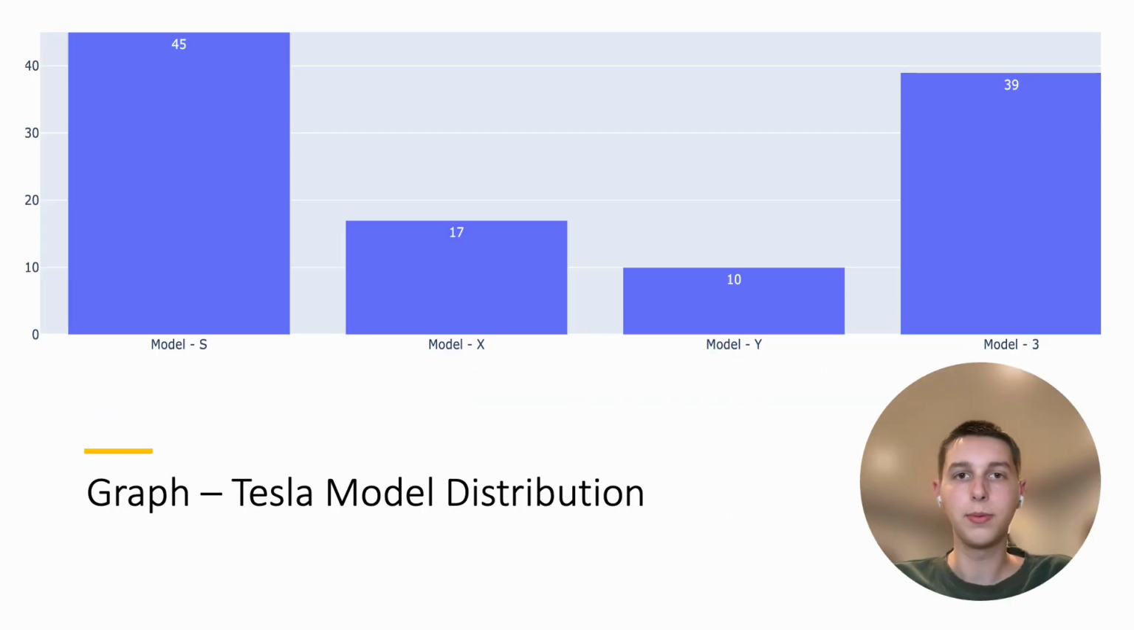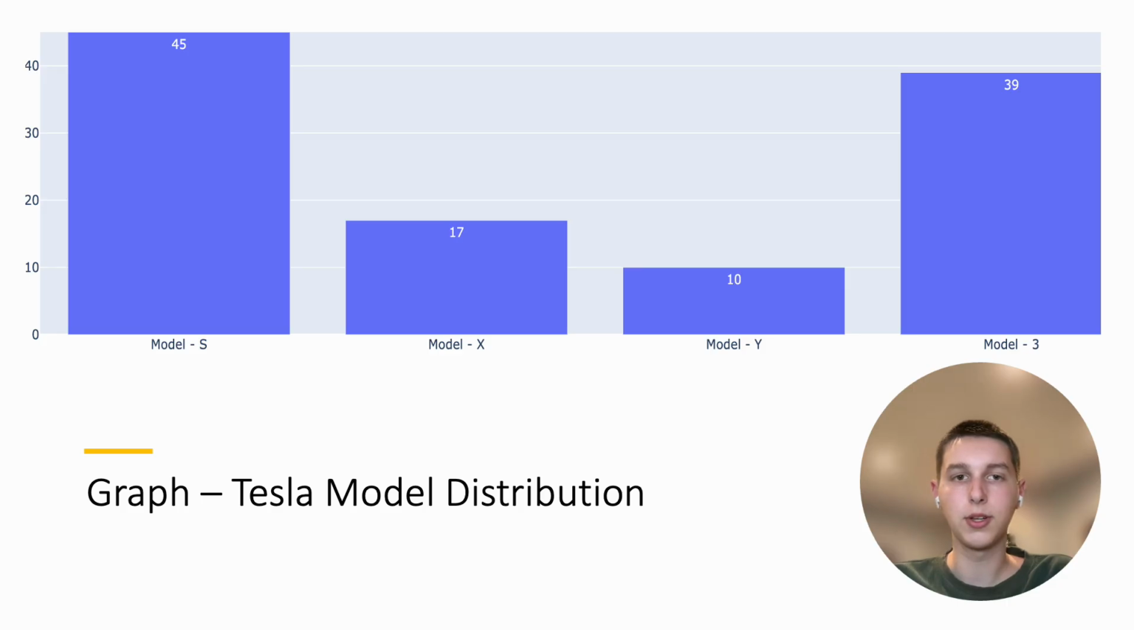This graph shows the distribution of accidents by Tesla model. The Model S and Model 3 are the most frequently involved in accidents. The Model S has been on the road the longest, so it makes sense that it would have the most accidents. But the Model 3 is also one of the most popular models, which explains its high number of accidents.